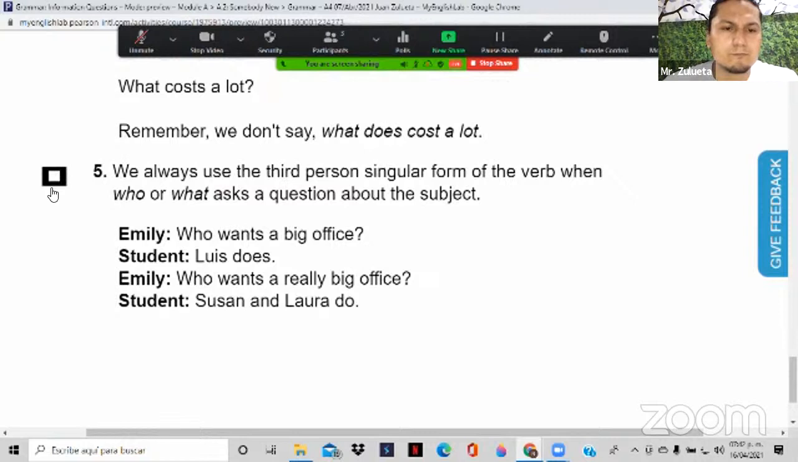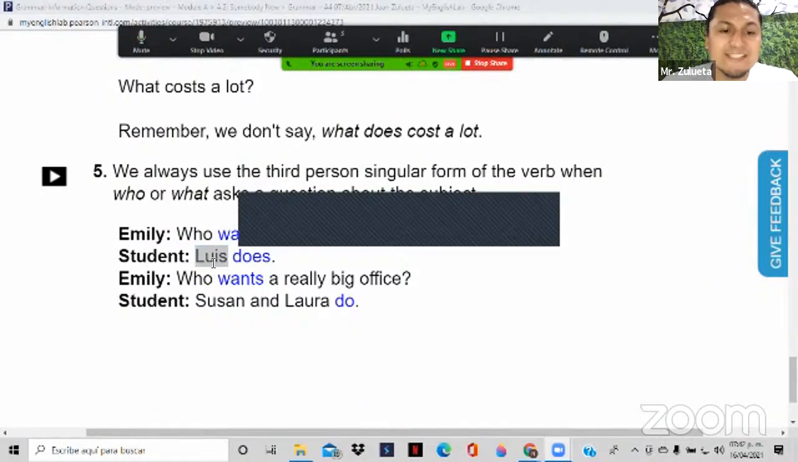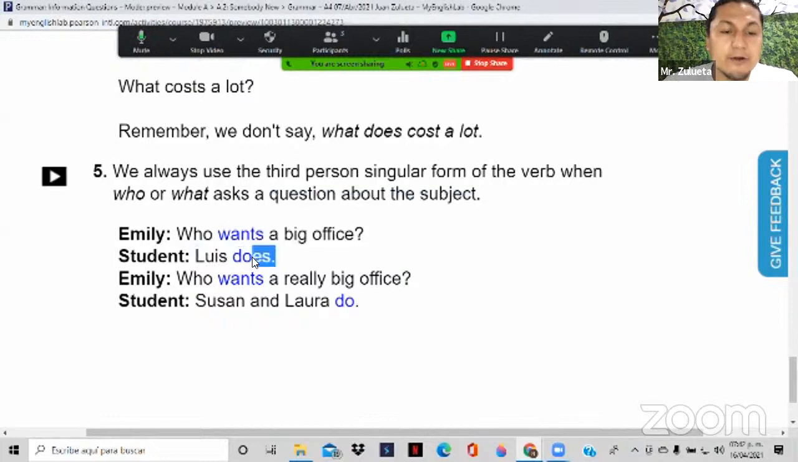We always use the third-person singular form of the verb when who or what asks a question about the subject. Who wants a big office? Luis does. Who wants a really big office? Susan and Laura do.